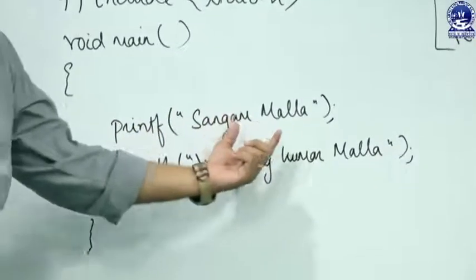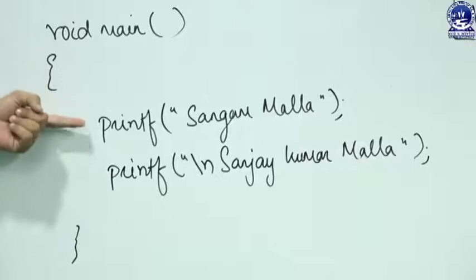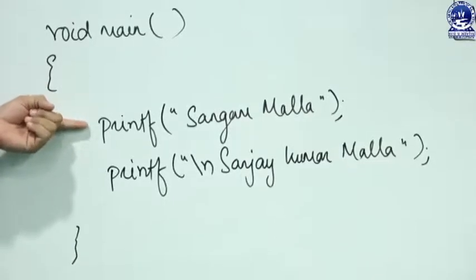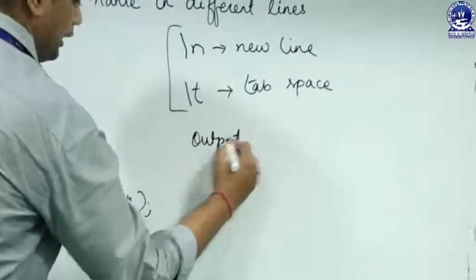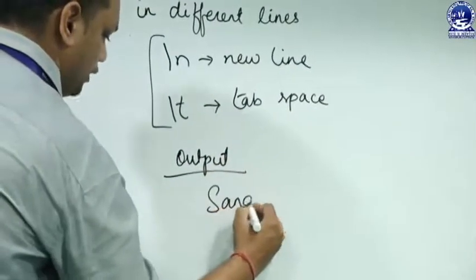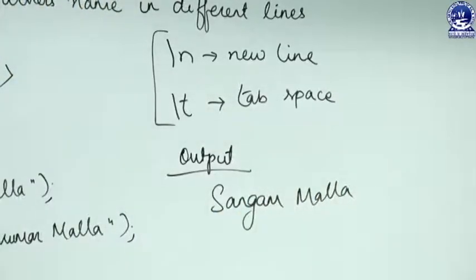So you can see my name is printed first. When the program is executed, first it will come to the printf function, where my name is written. So what will be the output of the program? First it will print my name, then it will move to here.